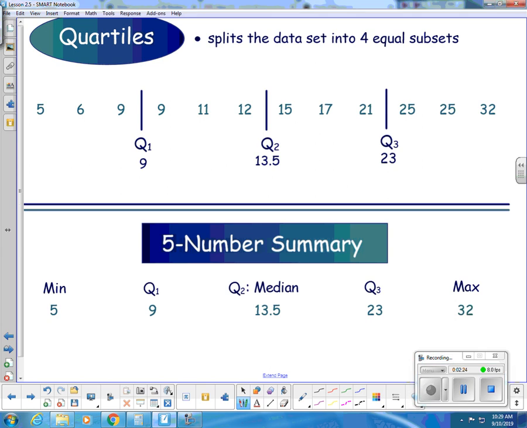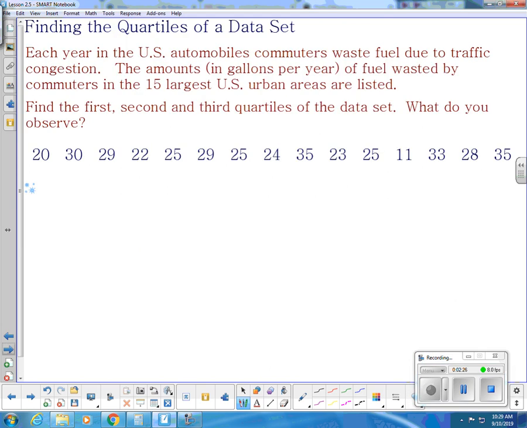All right, so each year in the U.S., automobile commuters waste fuel due to traffic congestion. The amounts of fuel in the largest 15 U.S. urban areas is listed. Find the first, second, and third quartiles in the data set. What do you observe? So, first thing you have to do is put them in order. All right. So, this is the ordered set, maybe.